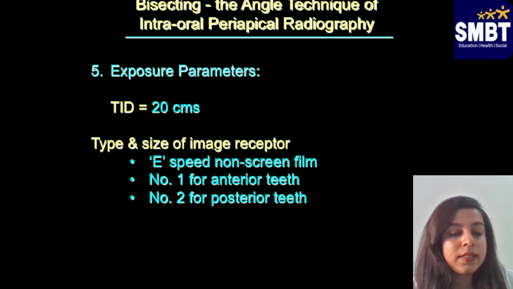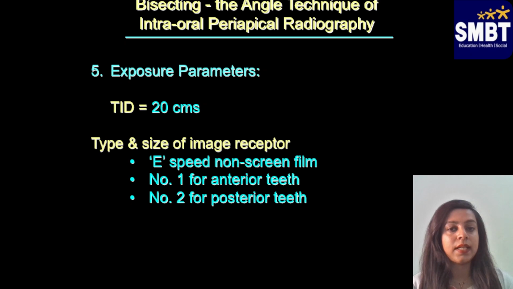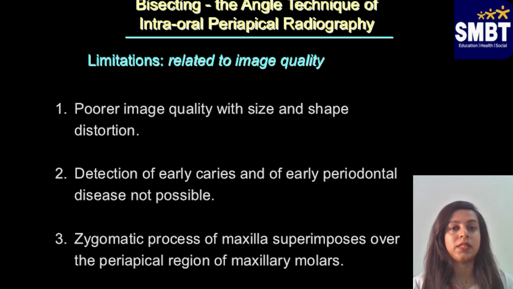Then TID means the target to image receptor distance. We'll keep it about 20 centimeters. And the films that we are using are E-speed, that is fast speed, non-screen films, number 1 for anterior teeth and number 2 for posterior teeth. These were the film specifications.